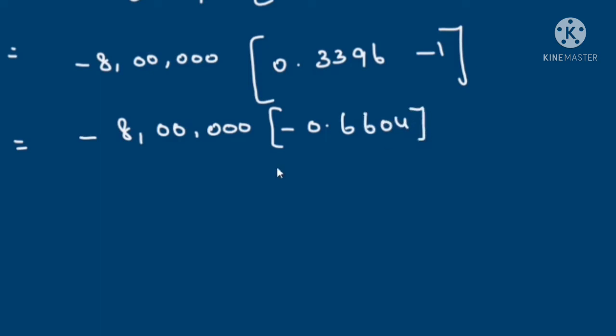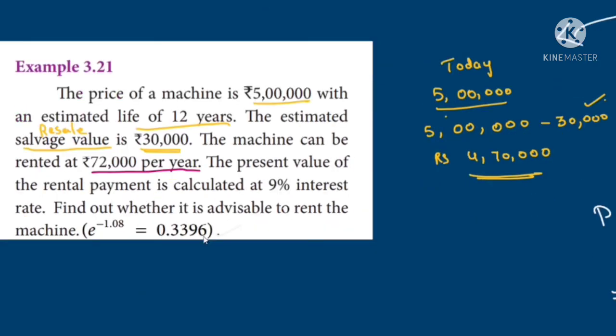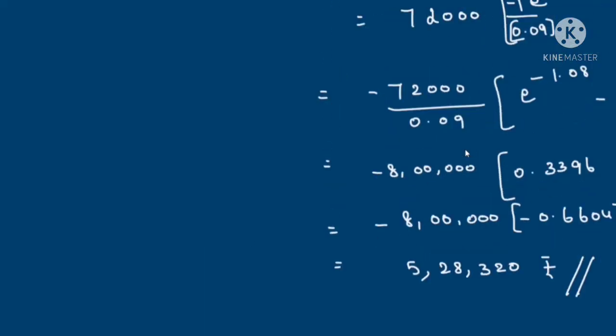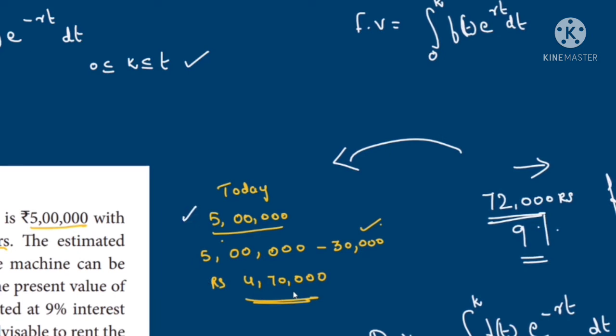Now multiply these two. Minus into minus gives you plus. So that is the amount that you are spending for the rent, and you had to pay 72,000 per year. The final amount that you are paying is 5,28,320. So that is the present value of this. If you buy the machine, you are spending only 4,70,000.